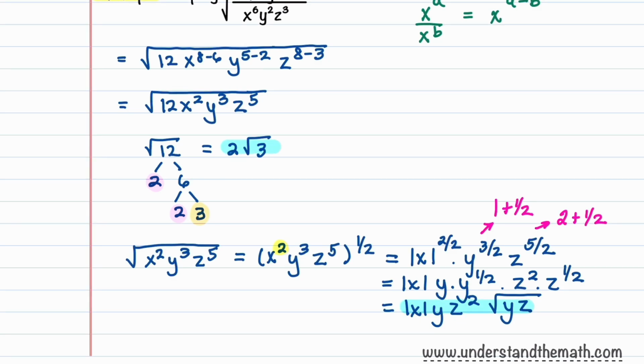I see that we have run out of space, so I'm just going to make an arrow here, and we can put our answer down here. We have 2 absolute x, y, z squared, and then we have our square root terms, which is the square root of 3yz. And we'll highlight that because that is our final answer.